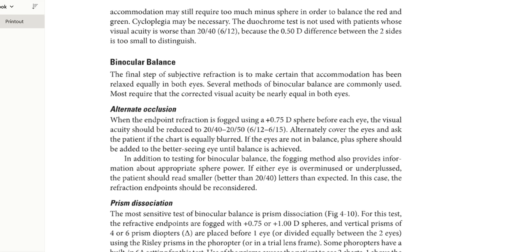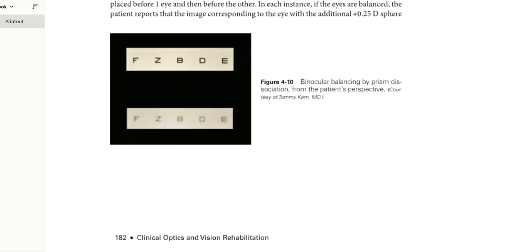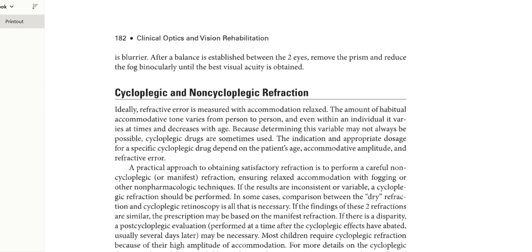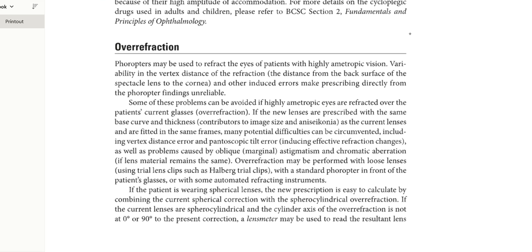Alternate cover test, this is important. Only read through prism dissociation. Cycloplegic and non-cycloplegic refraction. Very, very important. Over-refraction. Very important.